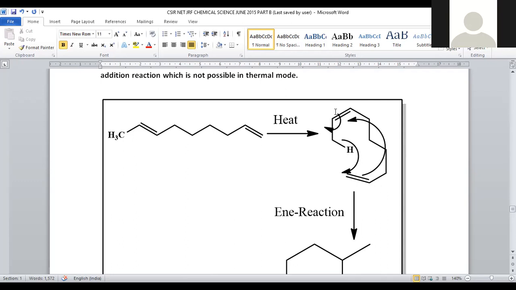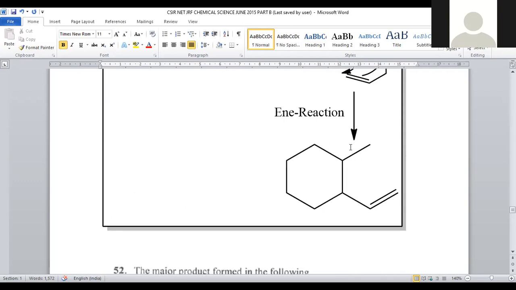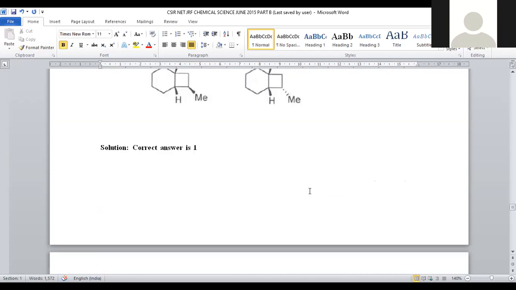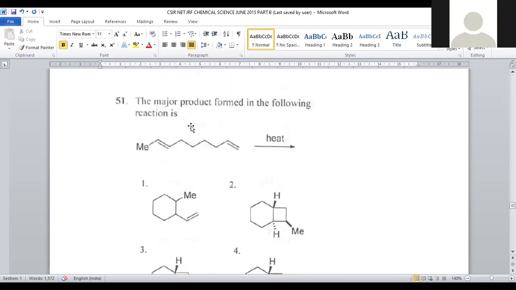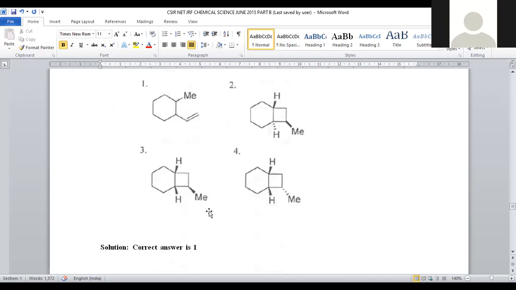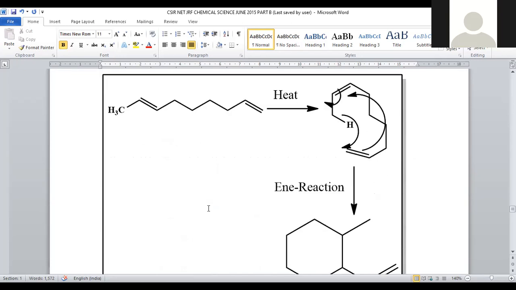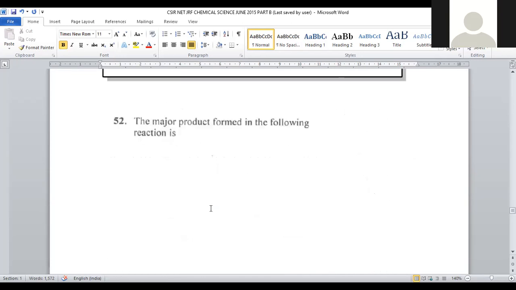And on either terminal, we have an olefinic double bond. That is clearly given in option number 1, right? So a 6-membered ring system with 1 methyl side chain and 1 terminal olefinic double bond. So it is a kind of internal ene reaction carried out under thermal conditions. For question number 51, option number 1 is the correct answer. And this is the exact mechanism for this reaction. Now let us move on to question number 52.